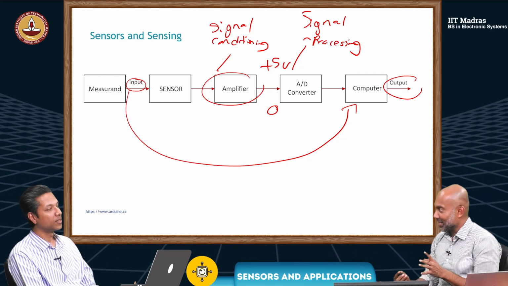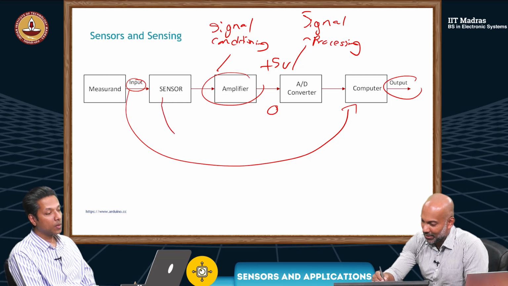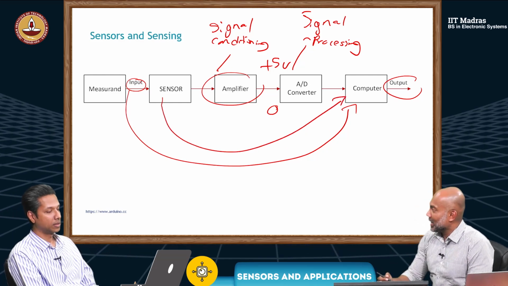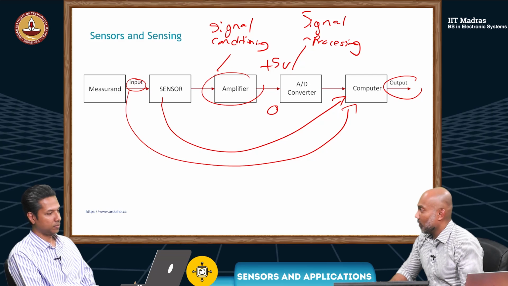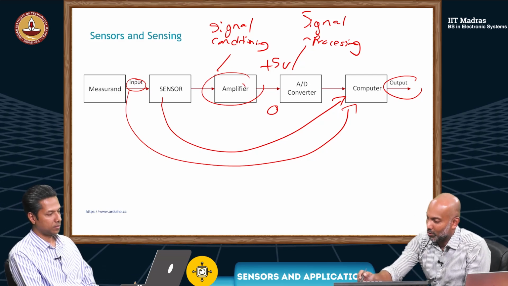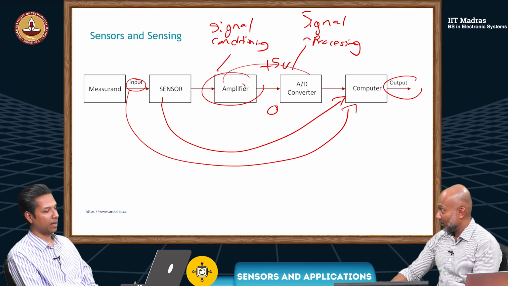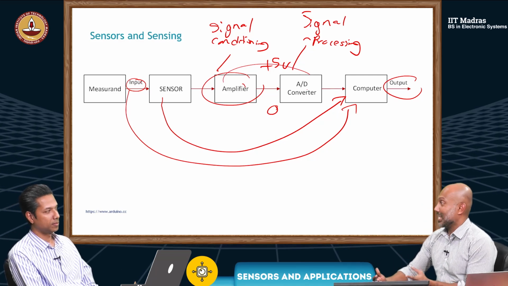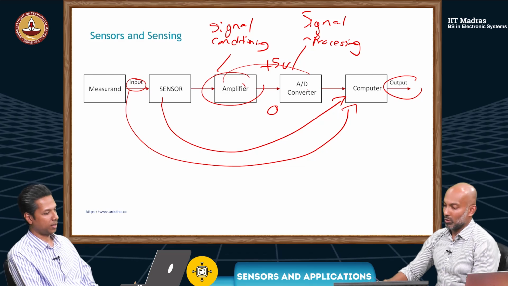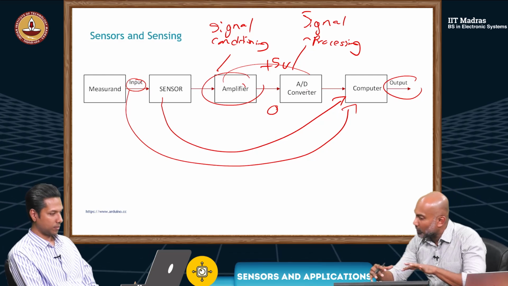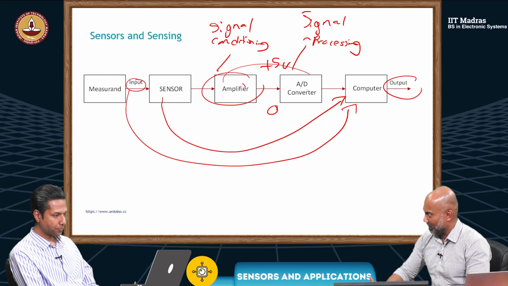What I'm trying to say is, if you get a sensor and you send a signal straight to the computer, it might not work. For various reasons. We talked about amplification, we talked about the A to D converter. So you need some sort of conditioning and processing before you send it to the computer. So you can think of the whole thing as a measurement system.